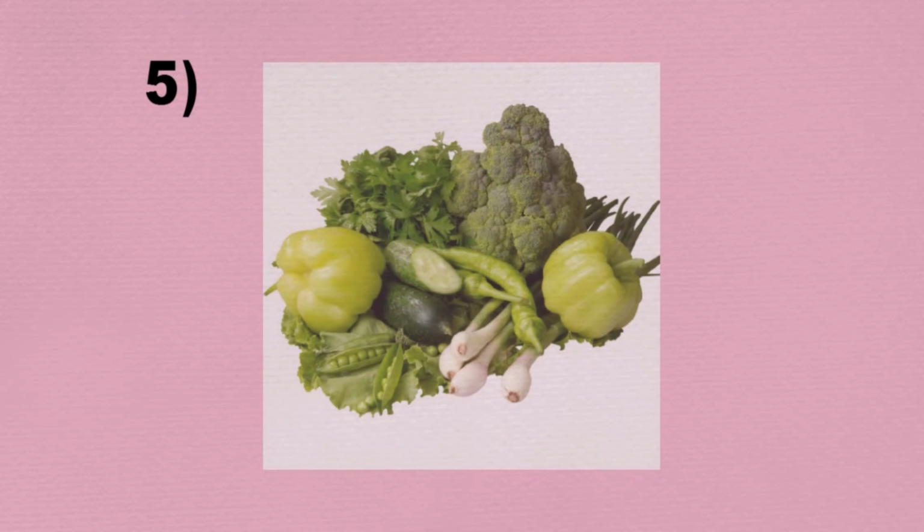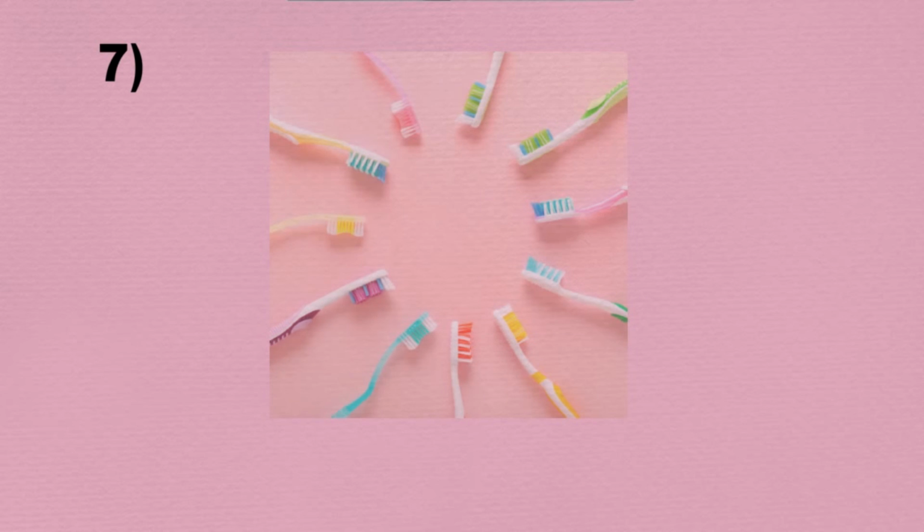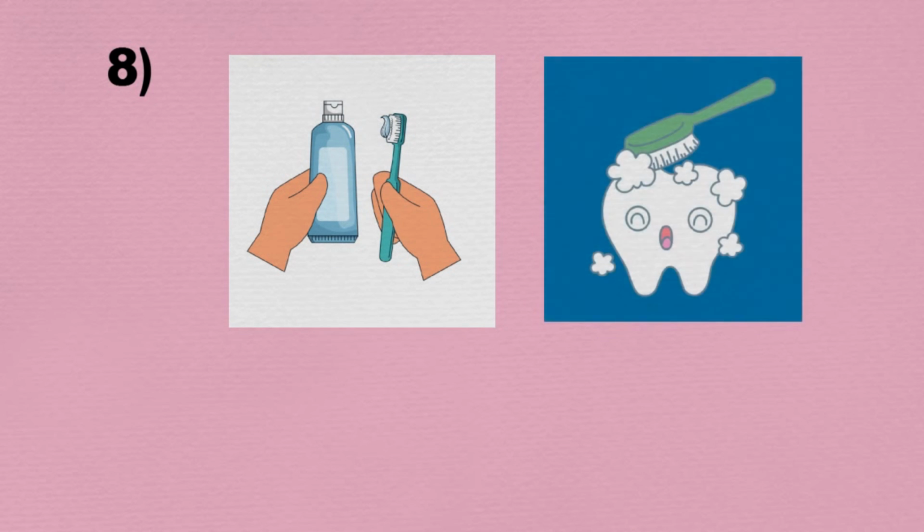Eat green leafy vegetables and fibrous food in enough quantity. Go to a dentist every 6 months for dental checkups. Don't share a brush with others, it may spread germs. Use a good quality toothpaste and toothbrush to brush your teeth.